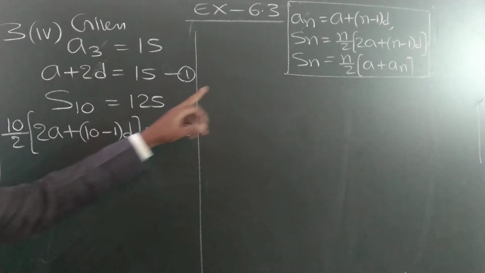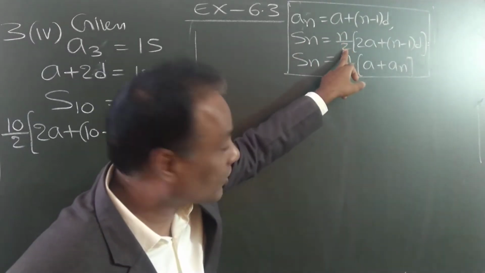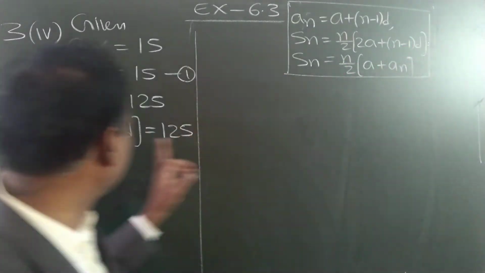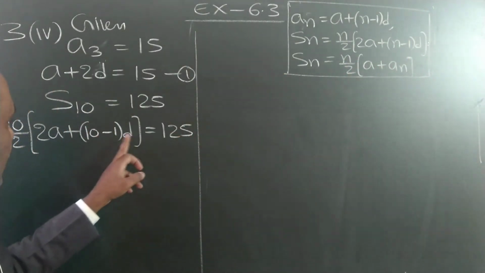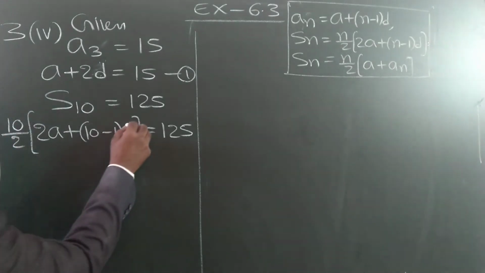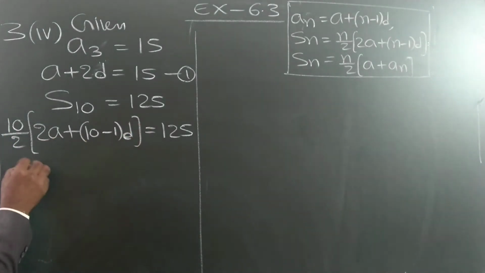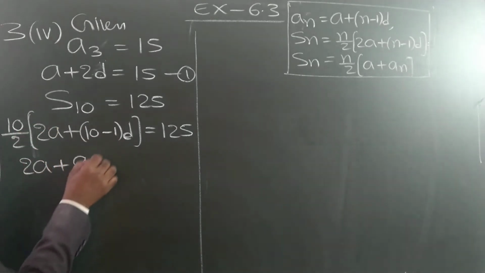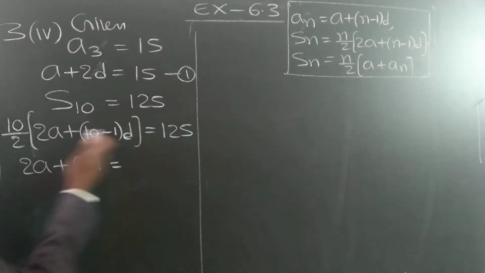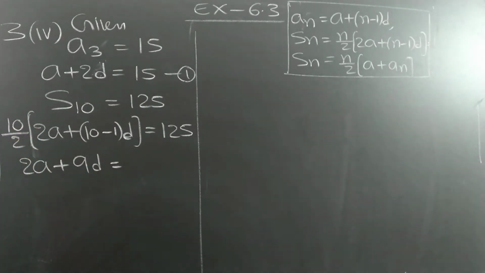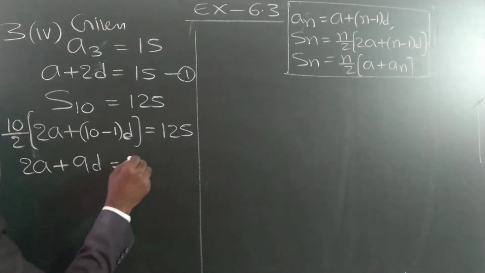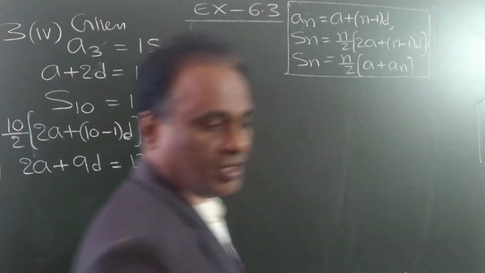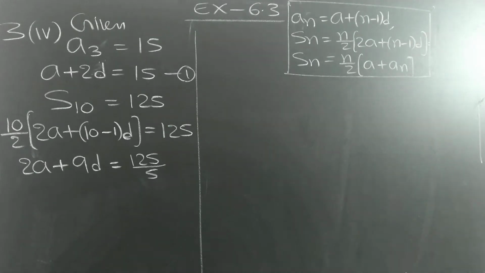S10 is equal to 125. S10 formula, n by 2, 10 by 2, 2a plus n minus 1. n is 10, no? 10 minus 1 into d is equal to 125. See here. 2a plus 9d is equal to, this 10 by 2 is 5, 5 that side will be the denominator, 125 by 5.